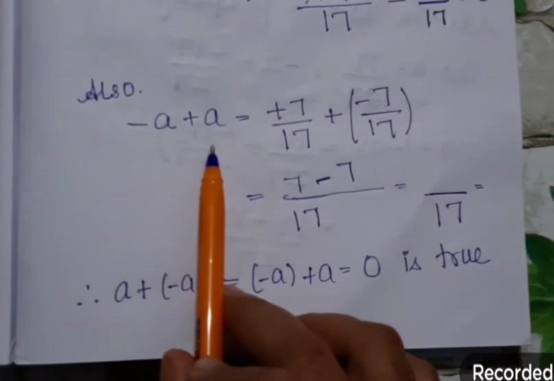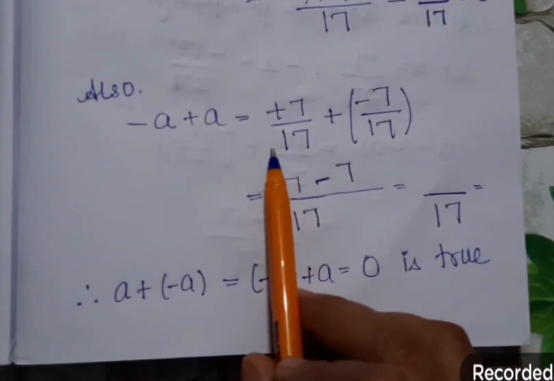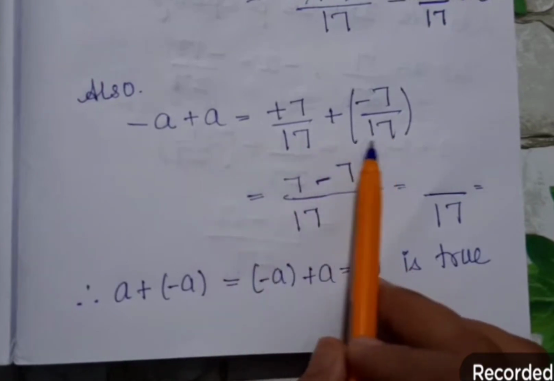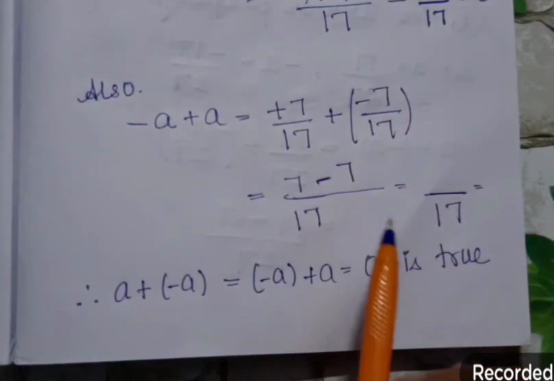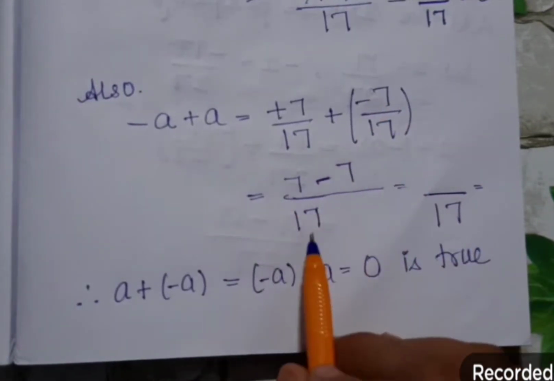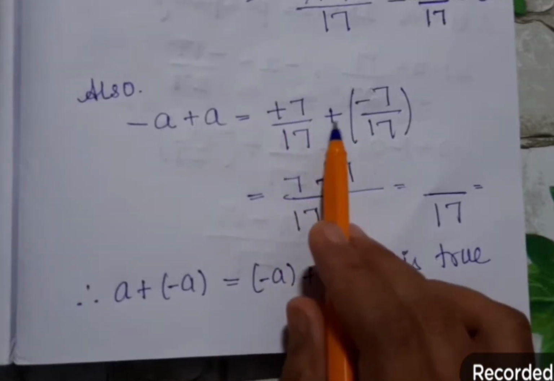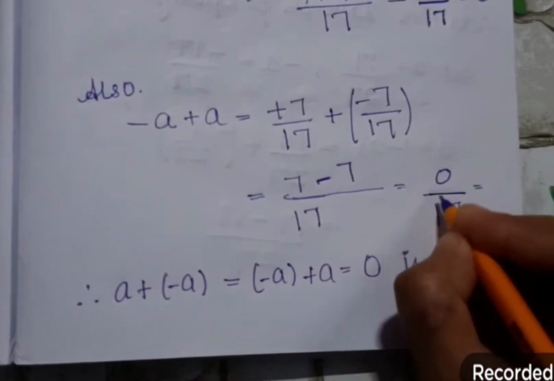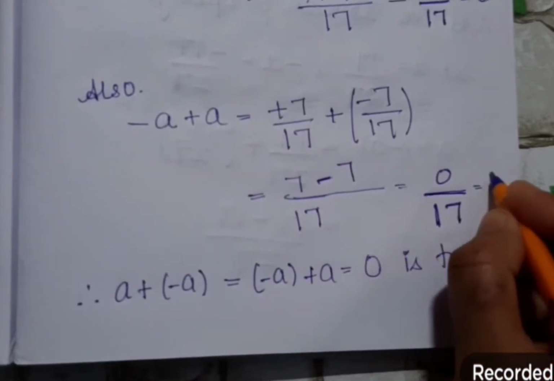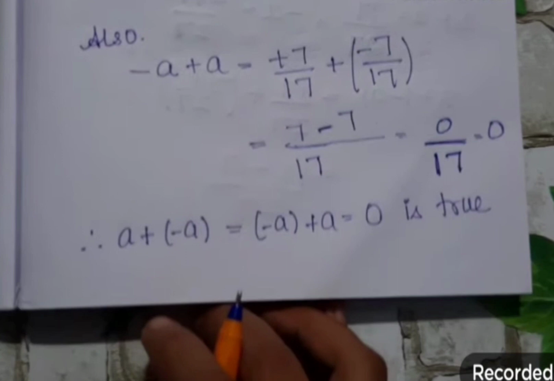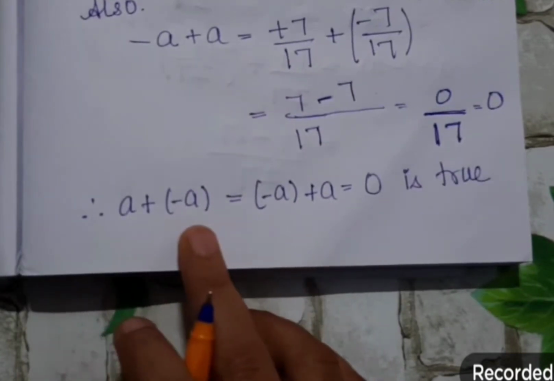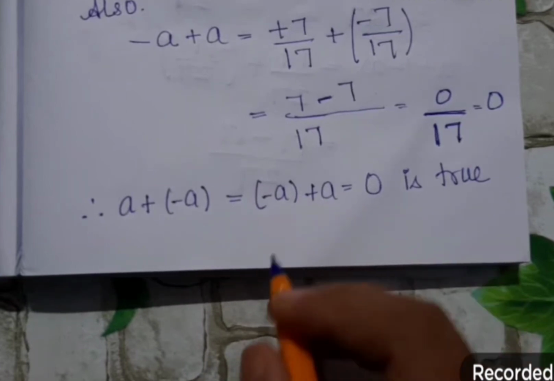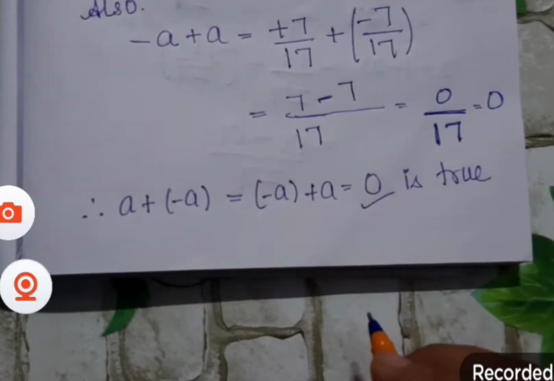And also find minus a plus a. Minus a value is 7 by 17, the sign is plus, and my a value is minus 7 by 17. Here also the denominator is the same. 7 minus 7, if you subtract these two values, the numerator becomes 0. So 0 divided by any number is 0. Here you are getting 0 as the answer. Therefore, the identity of addition is proved, or is true.